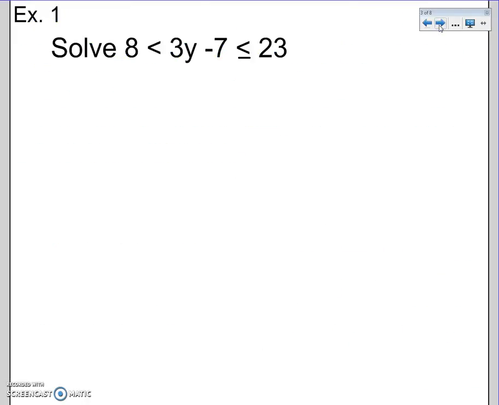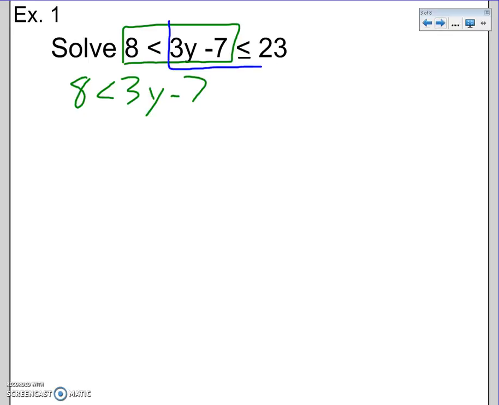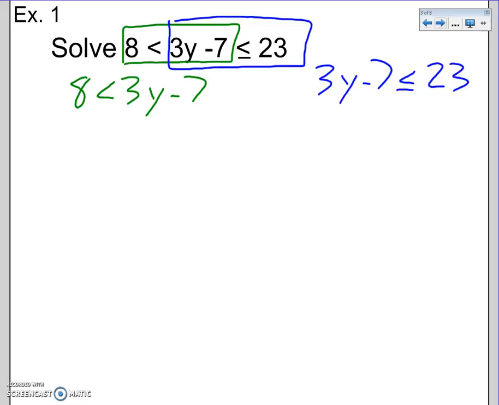First, it says solve this problem: 8 is smaller than 3y minus 7, which is smaller than or equal to 23. You are going to do two cases here. You're going to break it up. This right here in green is one problem, 8 less than 3y minus 7. And then this part right here in blue is another problem, 3y minus 7 less than or equal to 23. Just solve each normally. It's kind of like two cases.